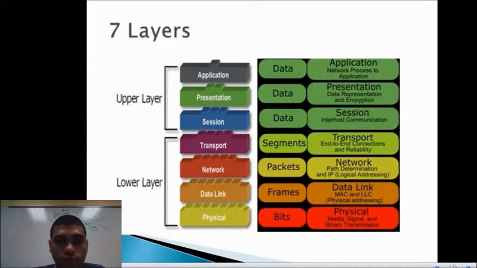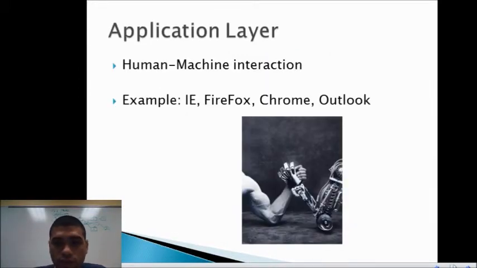Alright, so let's review what we talked about in the OSI model. We talked about the application layer, which is more of an abstract layer where the human and the machine interact. This is where the user actually uses the applications and sends a command, for example, using Internet Explorer, Firefox, Chrome, or Outlook, or Skype.